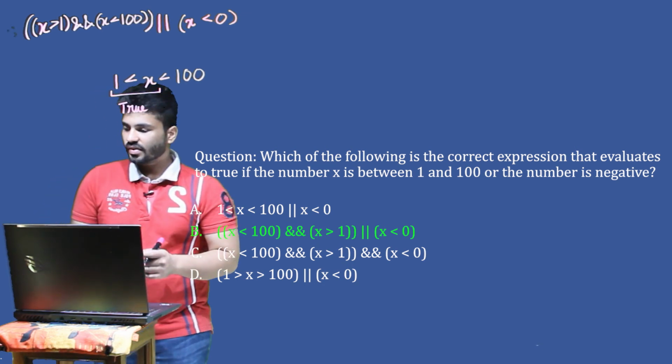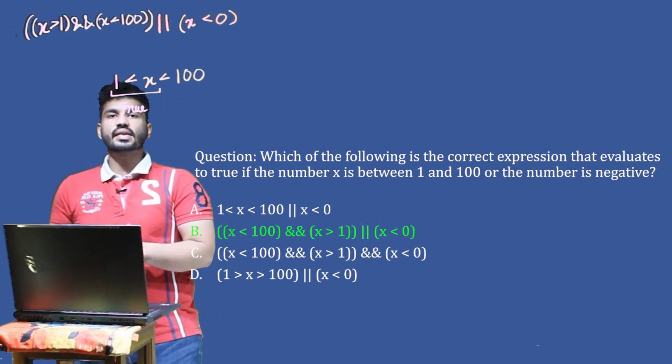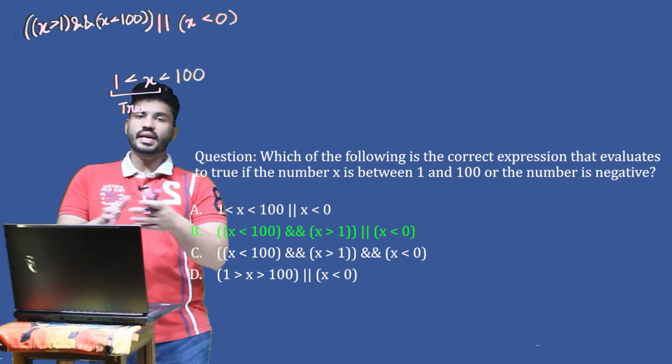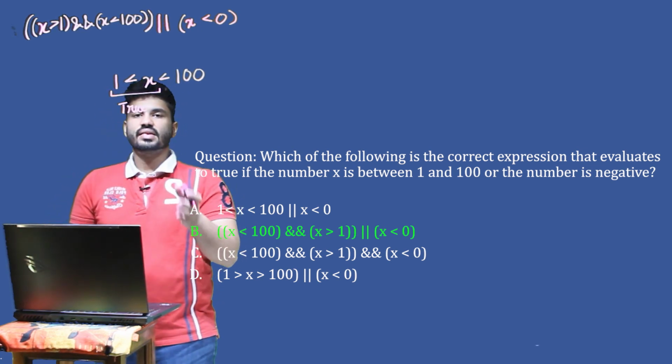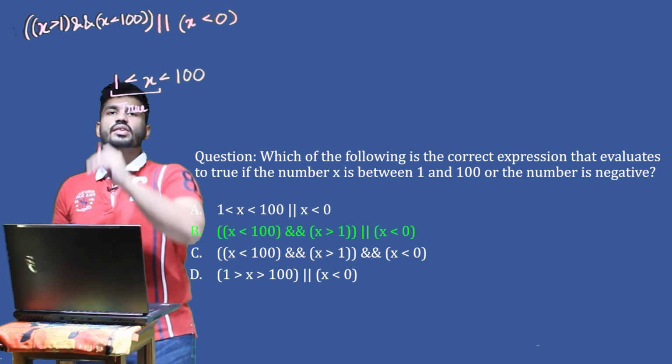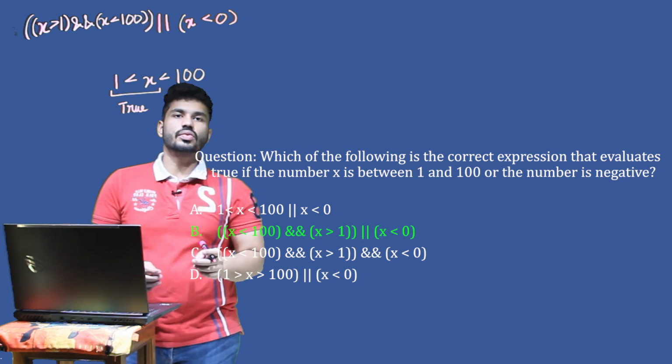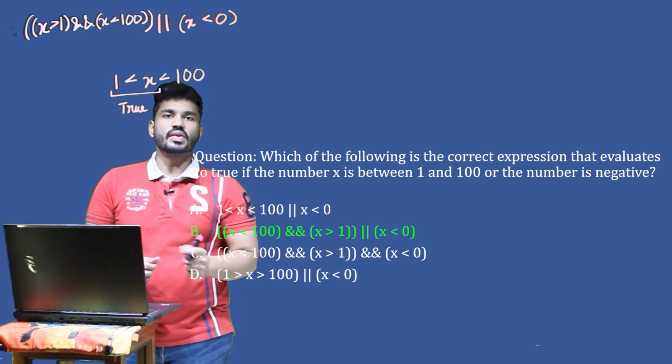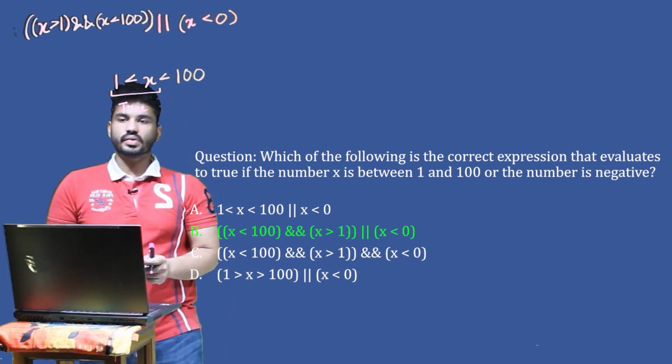In option C, we have written x should be less than 100 and at the same time it should be greater than 1 and x is less than 0. So in the question we have either condition 1 is true or condition 2 is true. In this we have put an and between them, so it's an incorrect option.